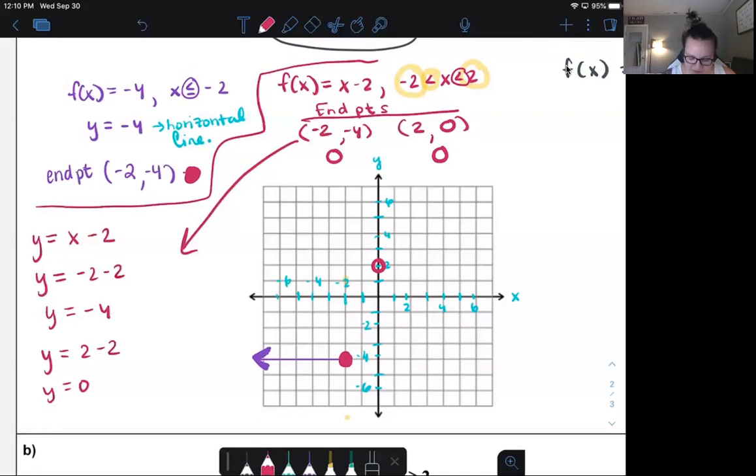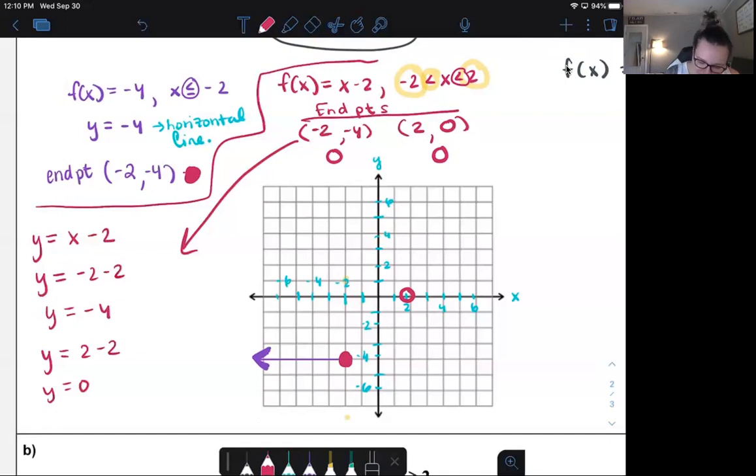Wait, I was supposed to plot 2, 0, and I just plotted 0, 2. Hey, I caught it before I published the video. That's good news. So we're going to put an open circle on 2, 0, which is right there. I'm silly, I put it at 0, 2. Sorry for the confusion. So what's the slope of this line?